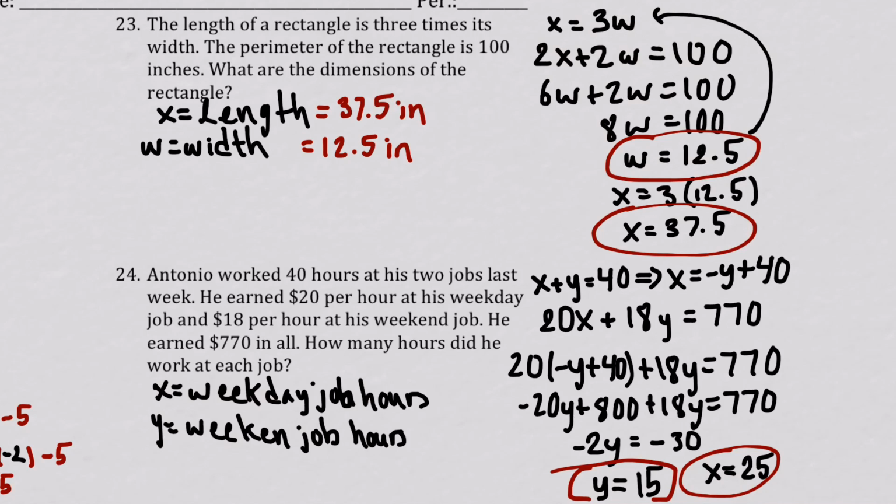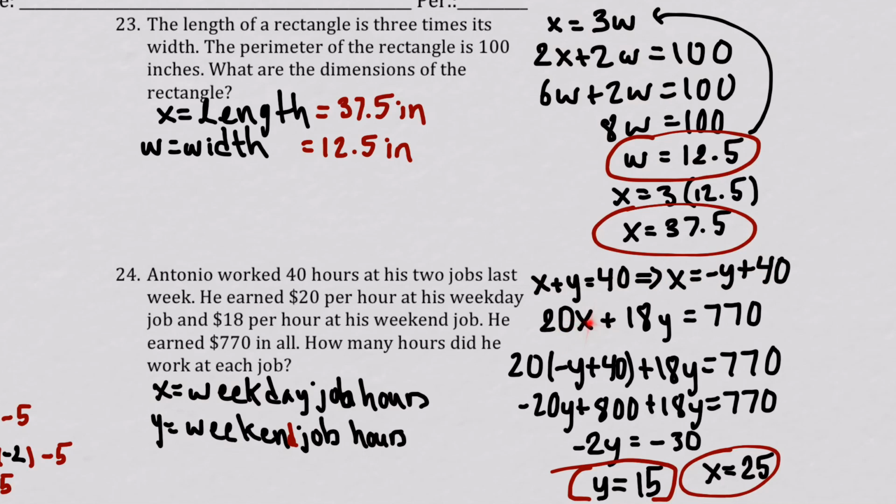For 24, the two equations are X plus Y equals 40. X is the weekday job hours, and Y is the weekend job hours. And there's a typo right there. It should say weekend, not weekday. X is the weekday job hours, so X plus Y equals 40. The total number of hours that he worked between the two is 40. I took that one and I solved it for X, so I got negative Y plus 40 equals X.